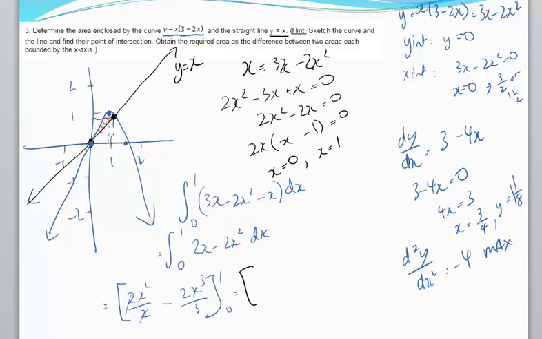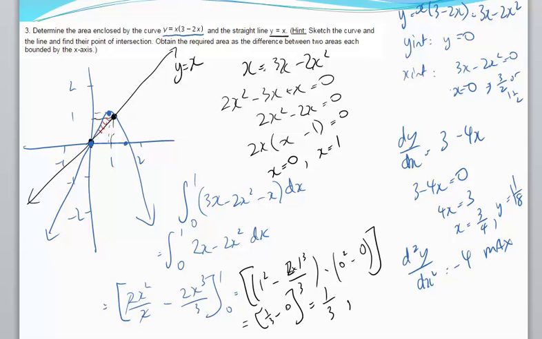So here we substitute our values in. It's going to be 1 squared minus 2 times 1 cubed on 3, minus 0 squared minus 0 for the rest here. So here that was 2 times 1, so it's 1 minus 2/3, which is going to give us 1/3. So here we're going to have 1/3 units squared between these two lines here.